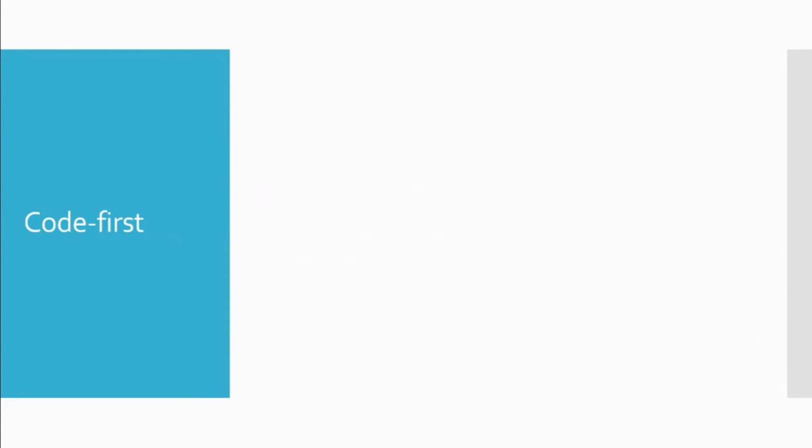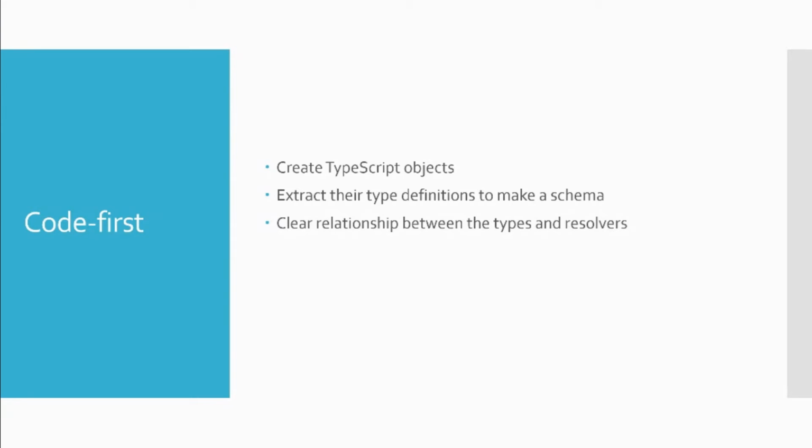Alternatively, there is a code-first approach. This is really popular in strongly typed languages such as C#, and the libraries that support GraphQL in C#, but you can still do it with TypeScript. We create our TypeScript type objects, our classes and things like that, and then we extract the type definitions from those to generate our schema. So we're using our TypeScript types to build our schema rather than our schema to build our TypeScript types. That's code first versus schema first. This gives a really clear relationship between the way our types are defined and the resolvers that are there.